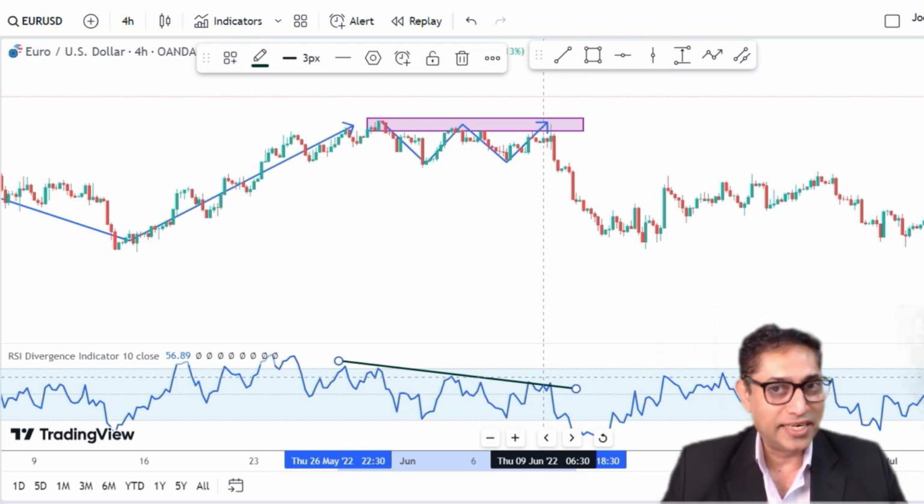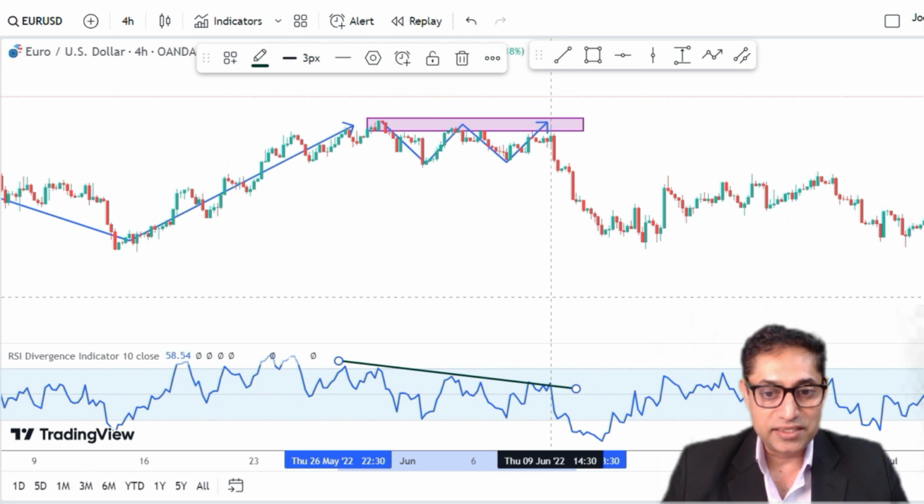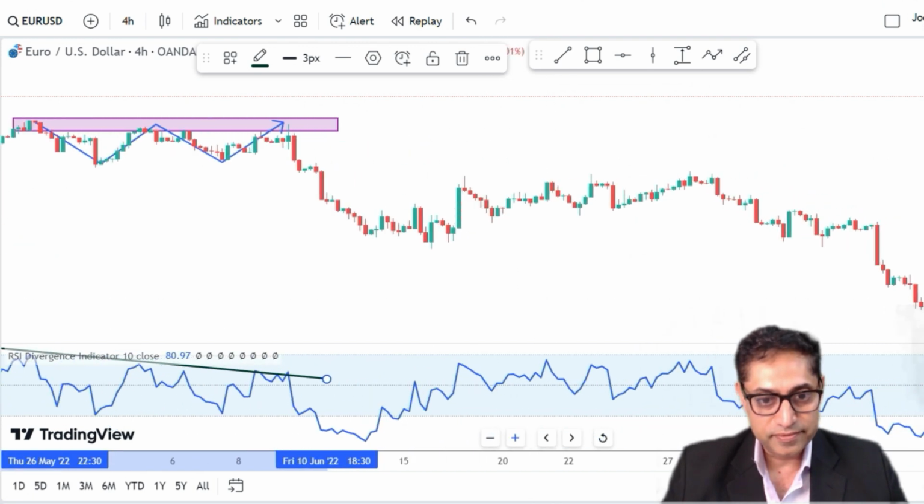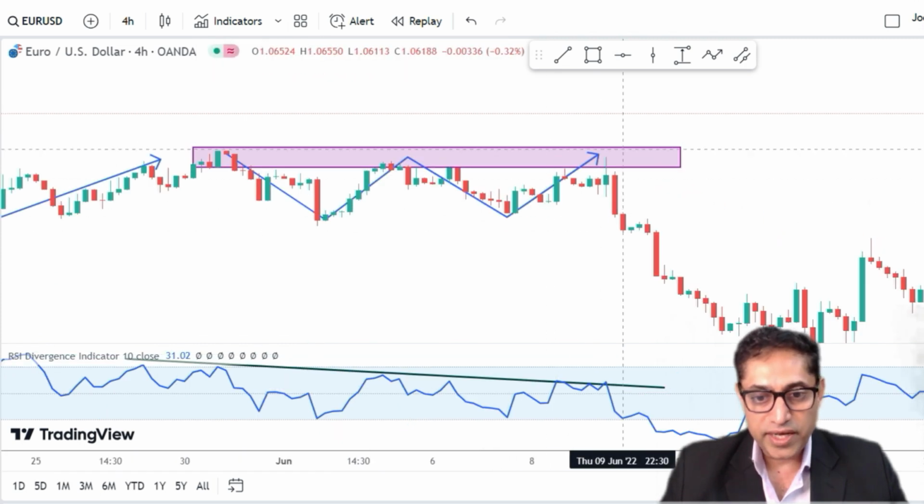Condition number one was a trend. It is a downtrend. Condition number two, a good resistance zone where the price has come twice. And in fact, in this case, it has come thrice. Under that, at the same area, you are seeing that the RSI is making lower highs. And our fourth condition is very simple, whether there is a good candlestick pattern, and I can see that there is a very, very good candlestick pattern. There is a very good engulfing pattern.